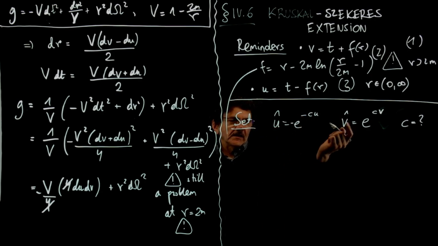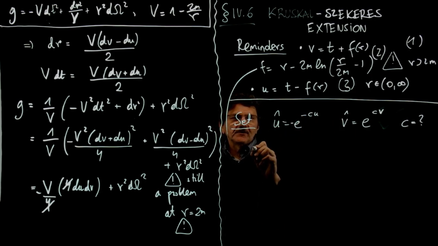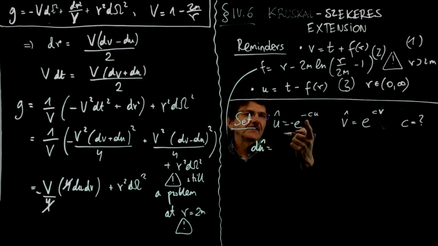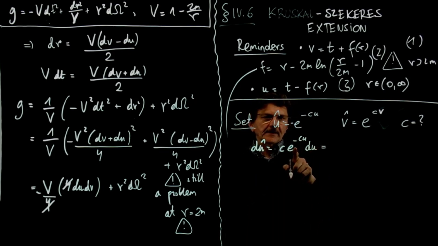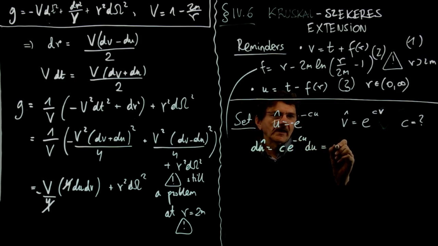Let's just do the calculation, right? So du hat, we just differentiate this. There are two minuses, therefore a plus. And there is a c e to the minus cu du. I can also write it, in terms of the u hat variable, as minus c u hat du.